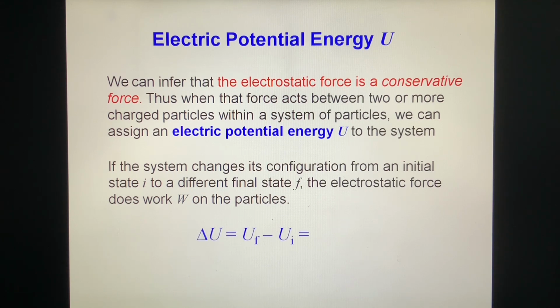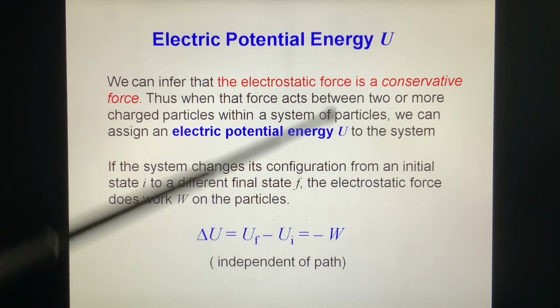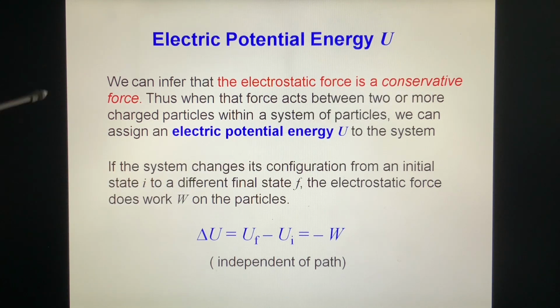Delta U equals UF minus UI equals minus W. Here, W is the work done by the electric force. This is a definition of potential energy, right? We only define delta U. And this work should be independent of path because it's a conservative force.